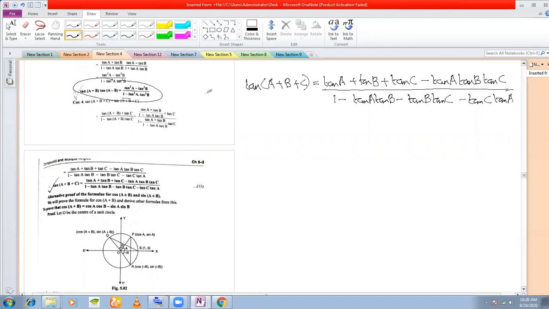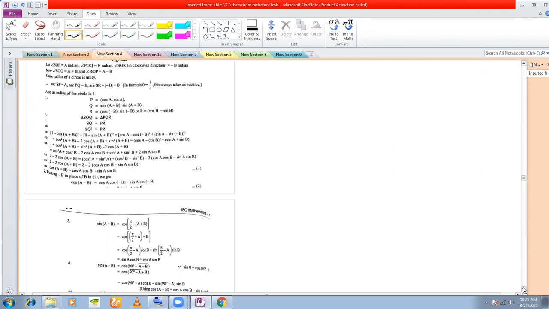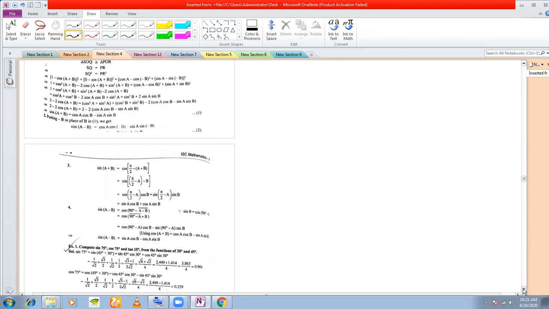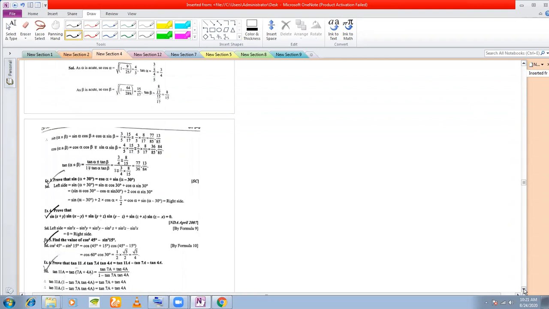So in the numerator, you see the sum of the tans taken together, tan A plus tan B plus tan C, and minus the product of the three tans, divided by 1 minus the sum of the products of the tans taken two at a time. Okay. So this is tan(A + B + C), a very, very important formula. And I think this is it. No other formulas are required for compound angles. Let us work out some sums.